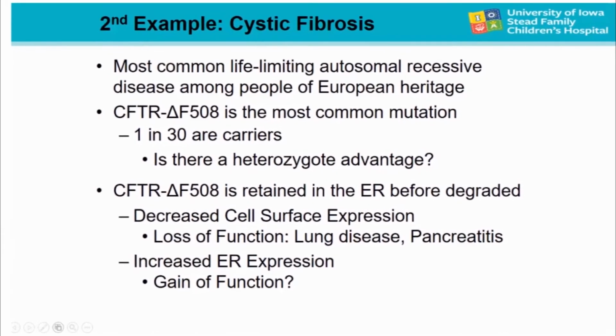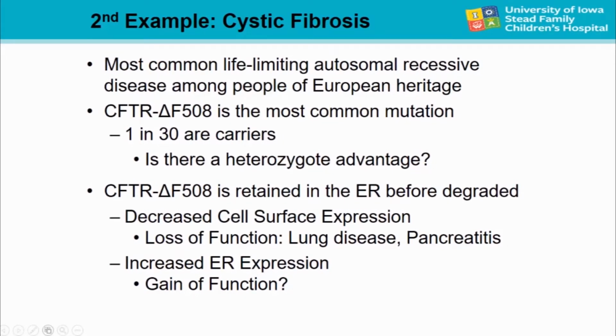Cystic fibrosis is a major problem. It's the most common life-limiting autosomal recessive disease in people of European heritage. The delta 508 mutation is the most common cause of cystic fibrosis, and it has a very high carrier rate, suggesting that carriers might have some advantage, a heterozygote advantage. The most likely explanation for that is that it decreases salt losses with diarrheal illnesses such as cholera. But we were wondering if there was maybe a protective cardiovascular phenotype as well.